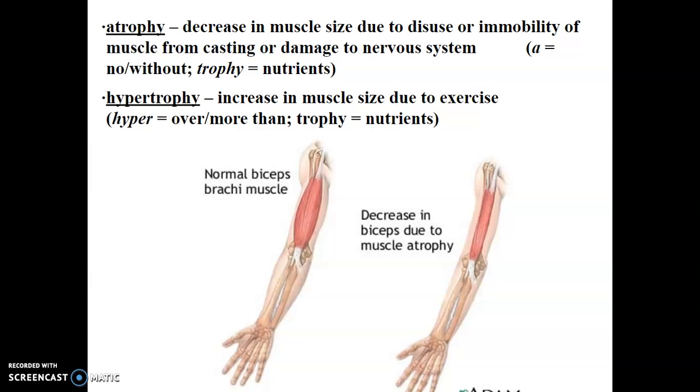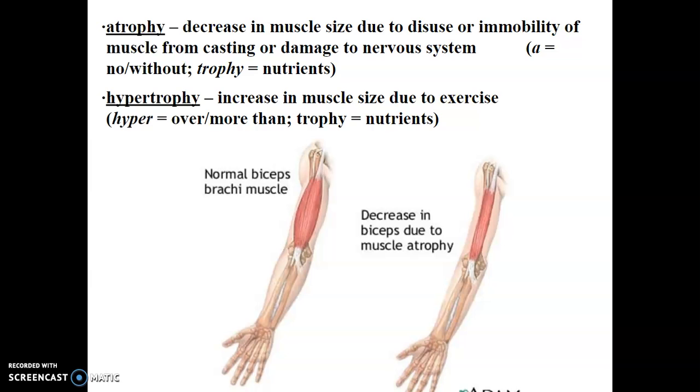Hypertrophy, on the other hand, is an increase in muscle size due to use or exercise. It's why Arnold Schwarzenegger has big muscles, because he's used them frequently. When they hypertrophy, muscles get bigger, and this is their adaptability. Both of these show the adaptability of muscles.